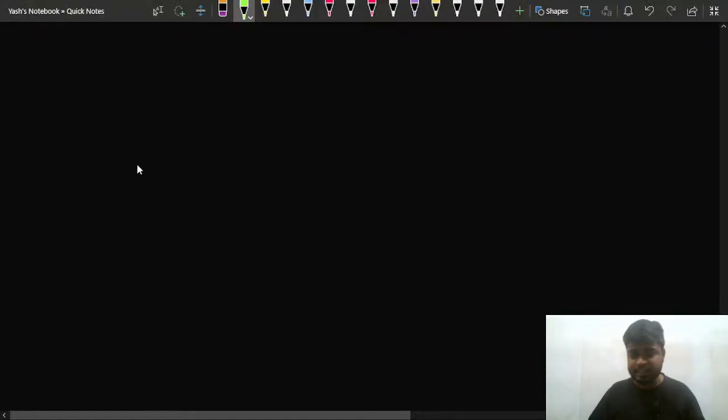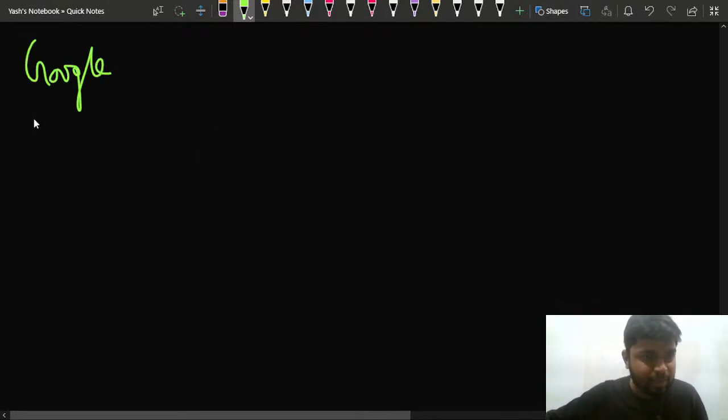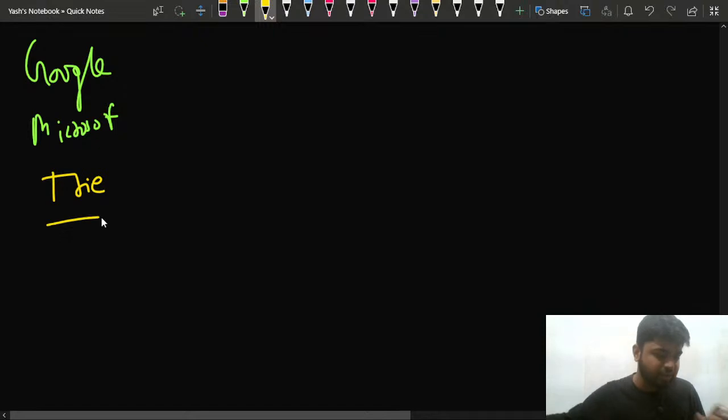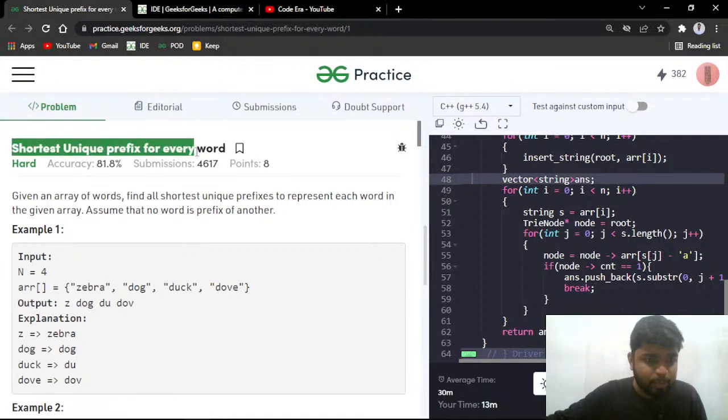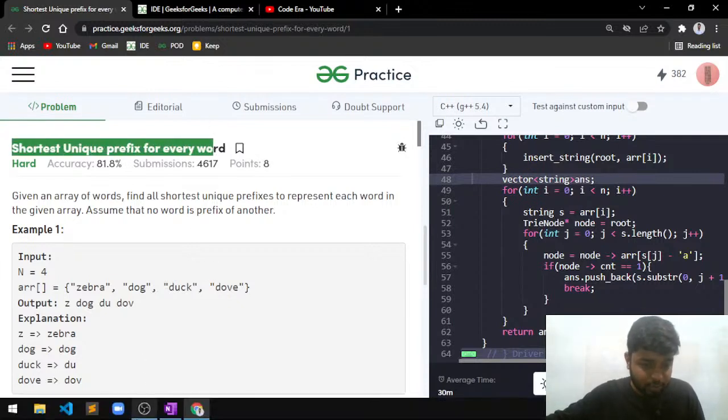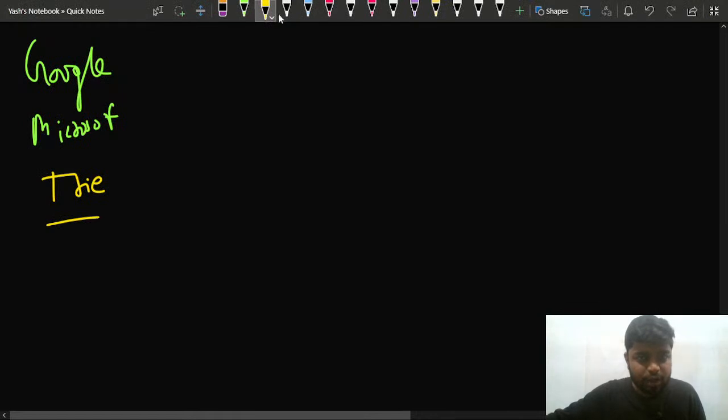So let's discuss this problem, right? This particular problem, as I said, has been asked in Google and Microsoft, right? So it's a very good problem. This problem is based on the concept of tries. I'll be letting you know what is a trie data structure, how you will be building it, and things like that. So be a little bit patient. What you have to do is print the shortest unique prefix for every word, right? So the question name is shortest unique prefix for every word.